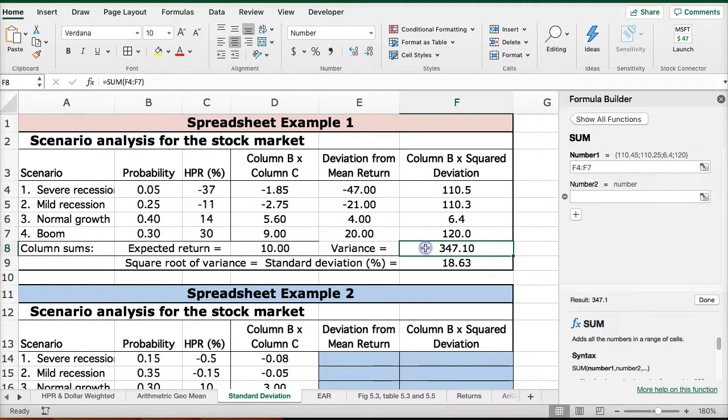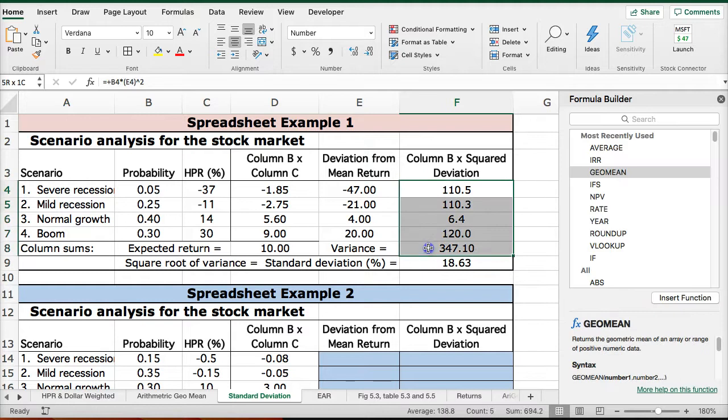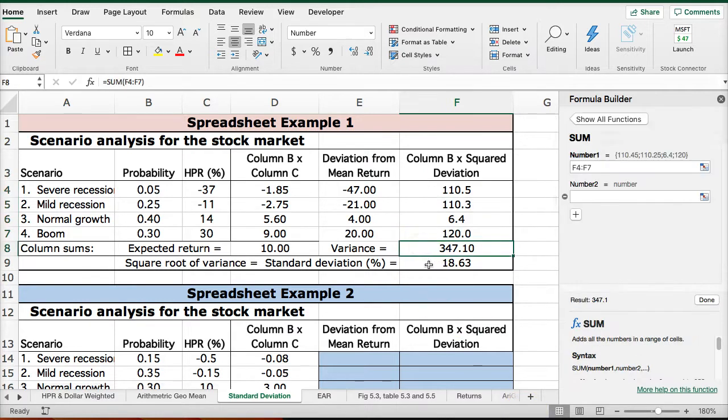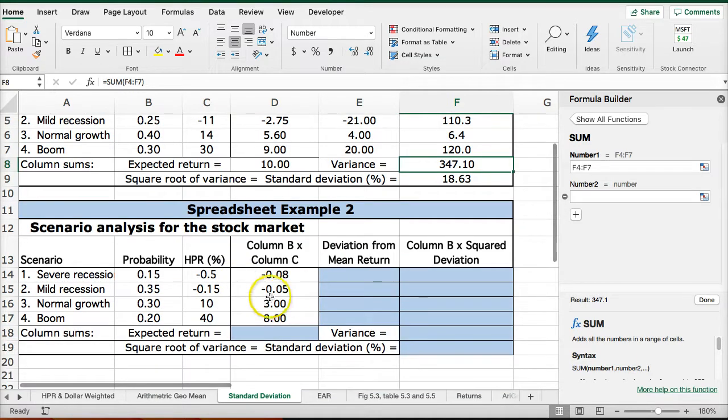Okay, now here the variance is just going to be the sum of these, and to get the standard deviation we're going to use the square root function, the square root of the variance. Okay, so now that I've gone over that, try example 2, pause the video and try example 2. When you return, I'll go over example 2.